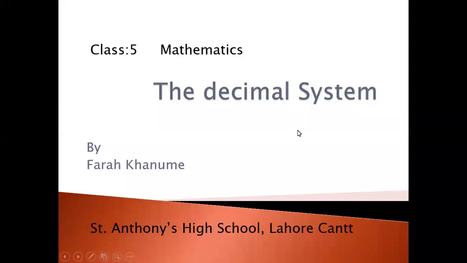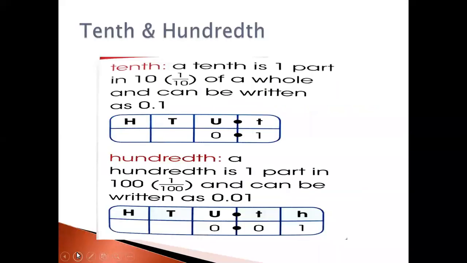Our topic is the decimal system, which you are already familiar with, so let's continue. We were at question number 5. Quickly, we are going to recall what we have learned about tenths and hundredths and about place value. A tenth is one part out of 10. It means 1 out of 10 of a whole, and it can be written as 0.1.